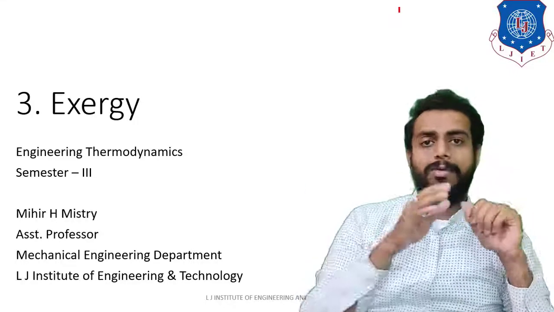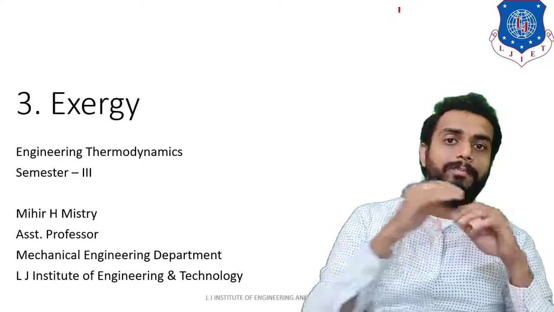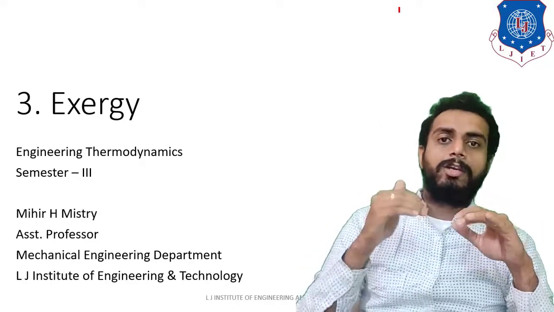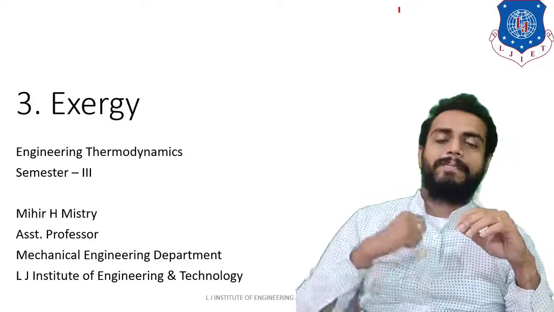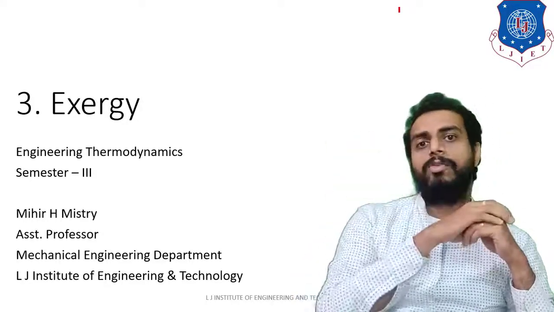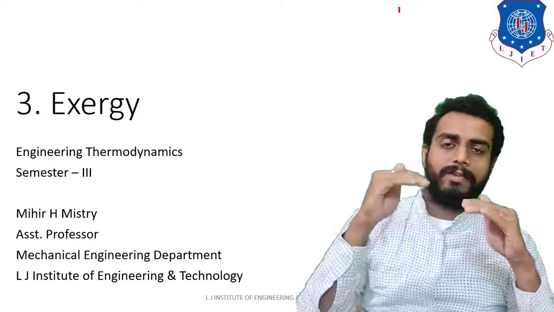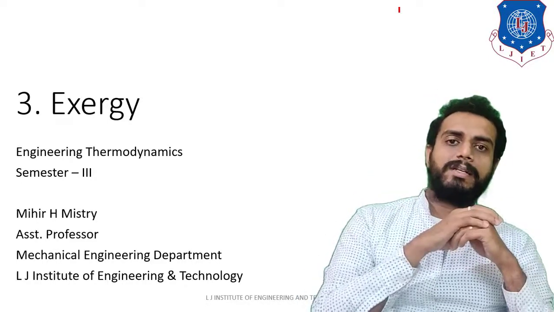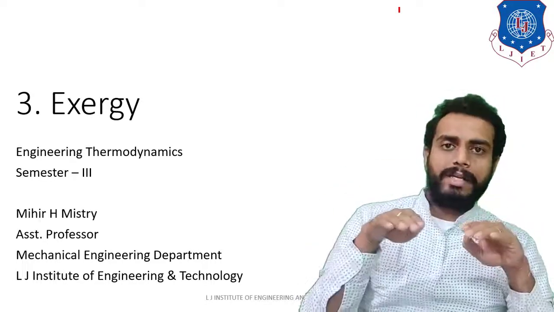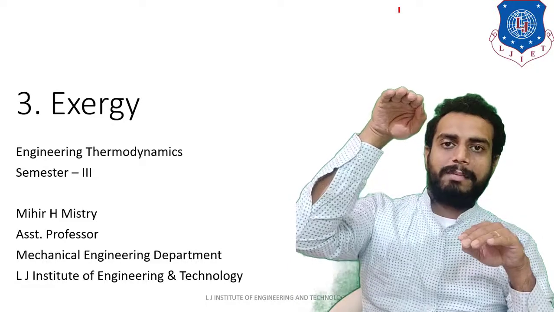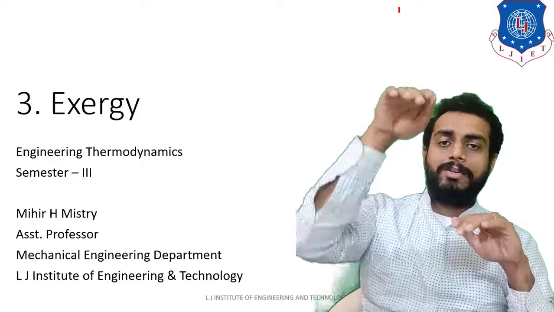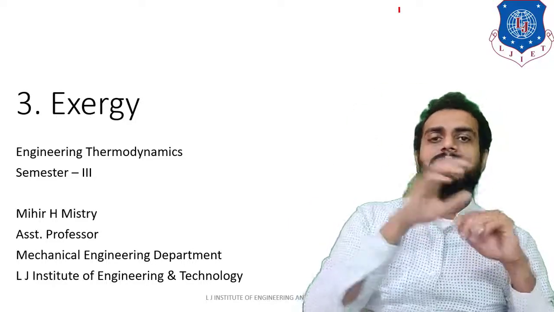As I was talking about the dead state, if you are moving your system away from the dead state, then it will give you some exergy. For example, let us say our surrounding temperature is 30 degrees Celsius and our system is also at 30 degrees Celsius. Now if you increase the temperature of the system to, let us say, 70 degrees Celsius, you have two temperatures, 70 and 30. That is why you will get some exergy.